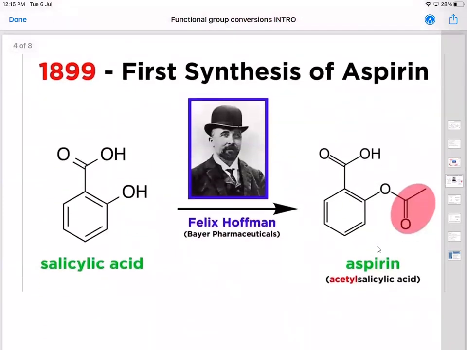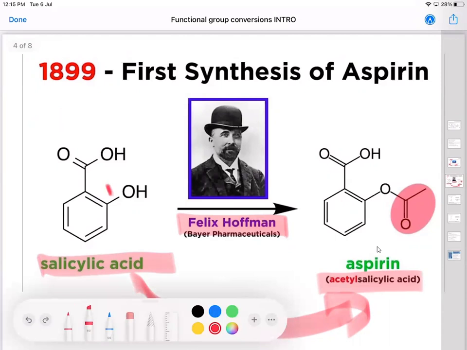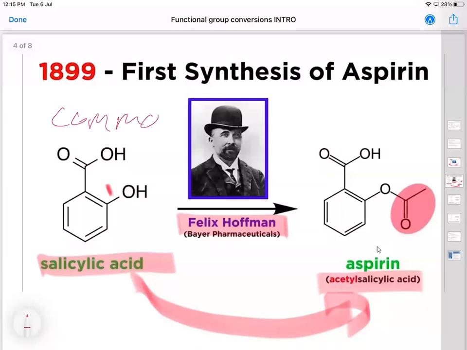Cool. So the first synthesis of aspirin was in 1899, where this man, Felix Hoffmann, took salicylic acid and converted it into acetylsalicylic acid. So he found a common source of the one on the left. This was common at the time, but this was unknown. So what he took was what was commonly found, the salicylic acid, and he converted it into aspirin.